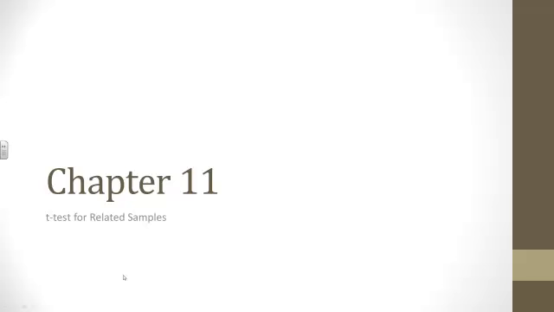Hi guys, now we are ready for chapter 11 where we are moving from the somewhat unrealistic scenario of comparing a sample to a population to now we are just going to be working with samples. So it's unrealistic to compare a sample to a population because most times we don't have access to the population, so we don't have any way to calculate their mean or standard deviation.